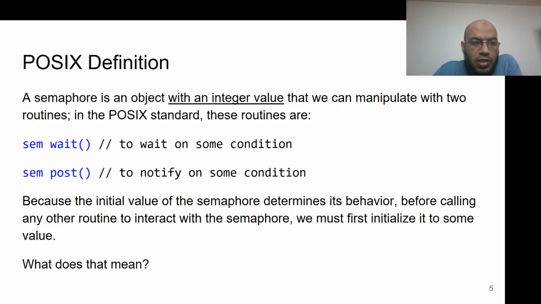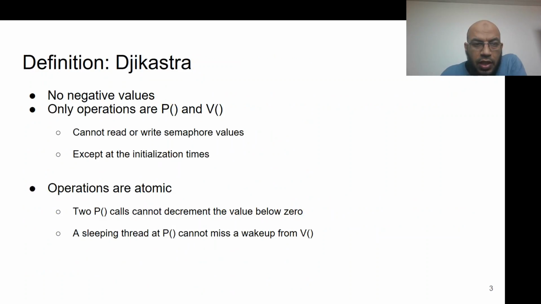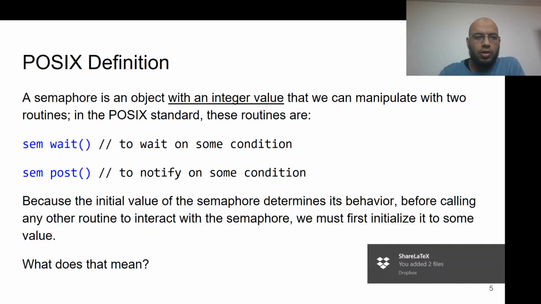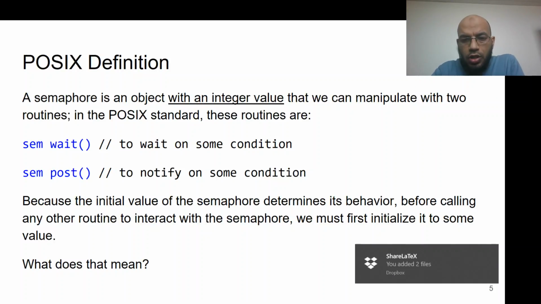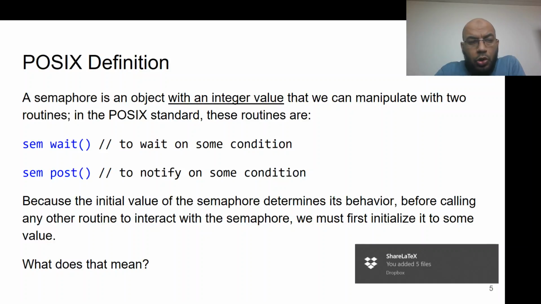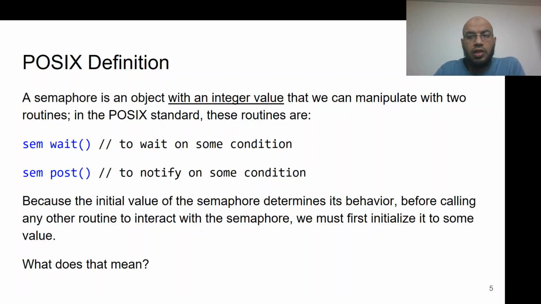These routines are semaphore wait, which is basically equivalent to your P, right? And semaphore post, which is equivalent to your V. Actually, P and V are the first two letters of two Dutch words that Dijkstra used that are very much similar to wait and post. Because the initial value of the semaphore determines its behavior, before calling any other routine to interact with the semaphore, we must first initialize it to some value.